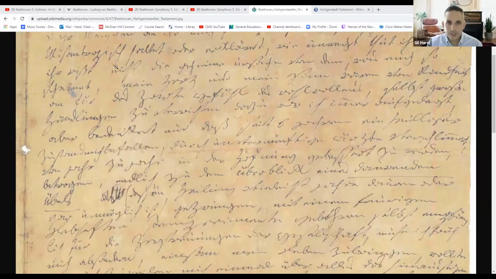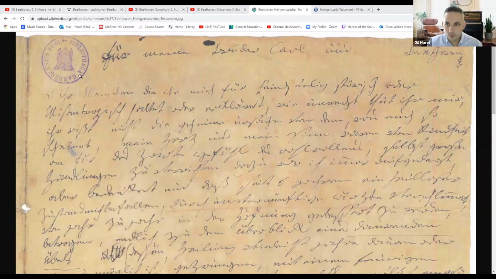We'll talk about the document. We'll talk about the German language specifically. Here it is. You can see this is the official postage of the time. This was written to his brother, Karl and Johann. So Johann, the older brother named after their father, Johann van Beethoven. And in it, he basically says the following.